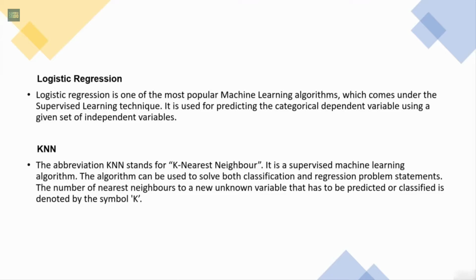It is used for predicting the categorical dependent variable using a given set of independent variables. Next, let's talk about KNN, which stands for K nearest neighbor. It is again a supervised machine learning algorithm. The algorithm can be used to solve both classification and regression problems. Now remember, this is a classification problem that we are solving in this problem statement that we have. The number of nearest neighbors to a new unknown variable that has to be predicted or classified is denoted by the symbol K.